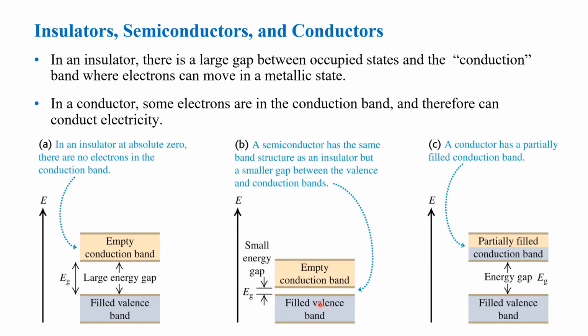A conductor, on the other hand, has a partially filled conduction band. What happens in your conductor actually is that there is an overlap between your conduction band and your valence band. That is why you have this partially filled conduction band, which is different from your insulator and semiconductor.